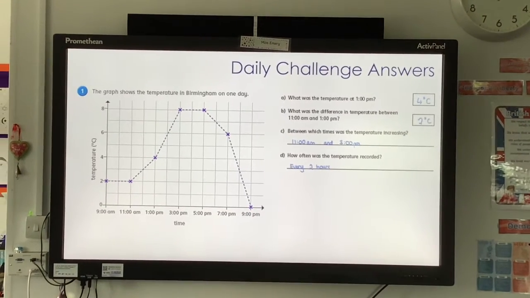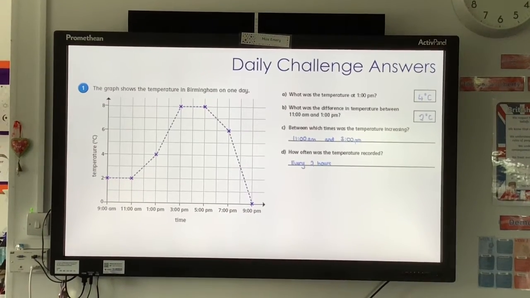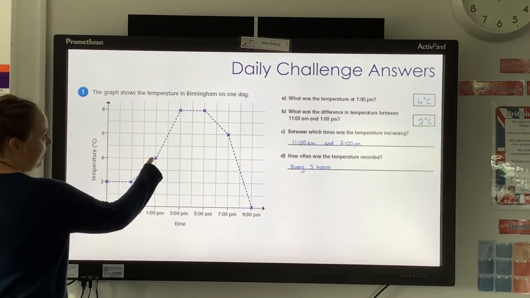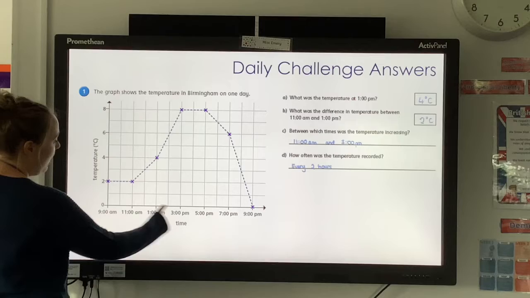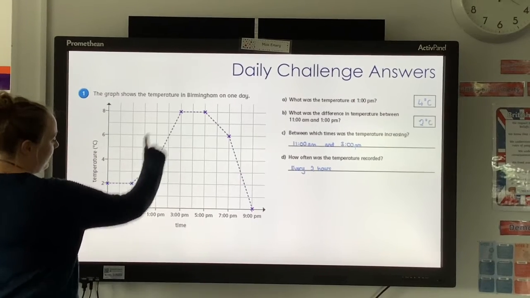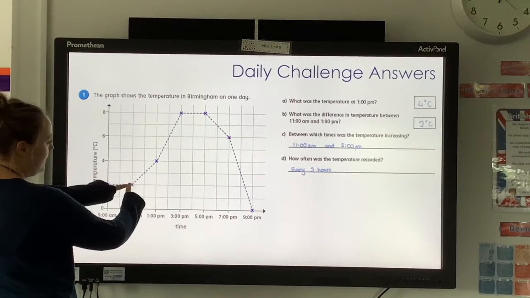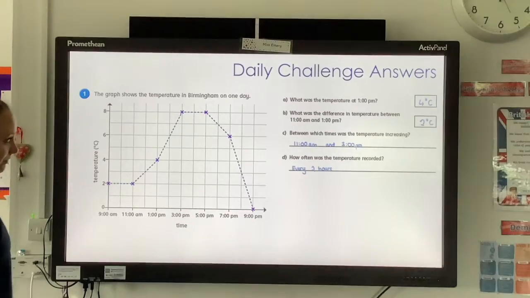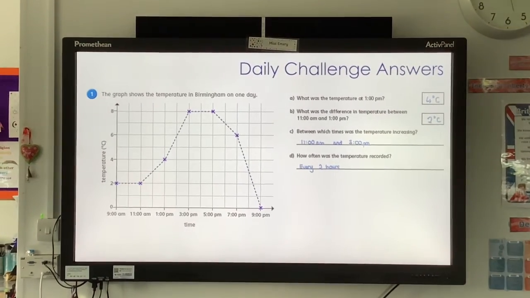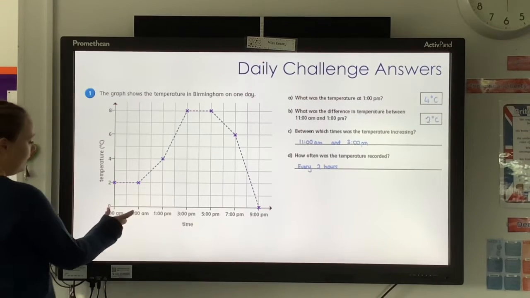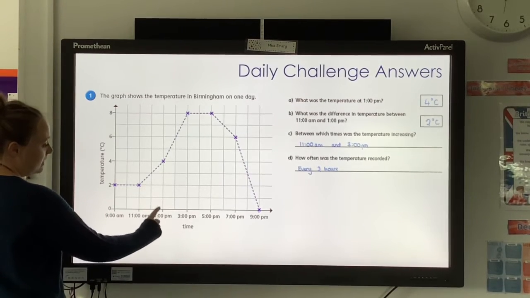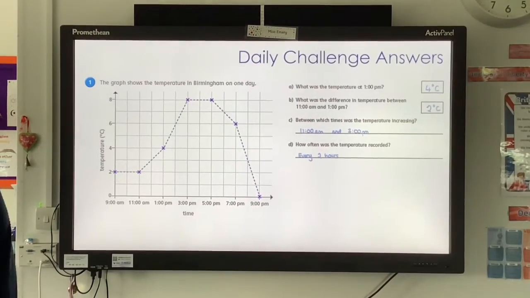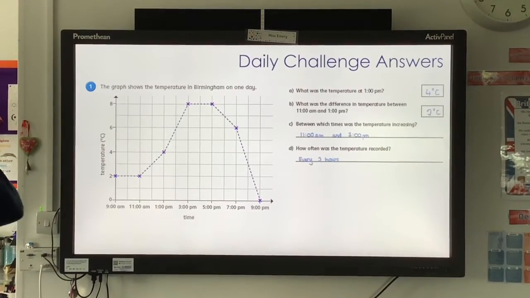Then, between which times was the temperature increasing? So at 11, it went up, and it went up until 3 p.m. So between 11 in the morning and 3 p.m, the temperature increased. How often was the temperature recorded? Well, hopefully you looked along here and saw that it was in 2-hourly intervals. So it was recorded every 2 hours. Well done if you got that right. Really good. So, Fluent in 5.